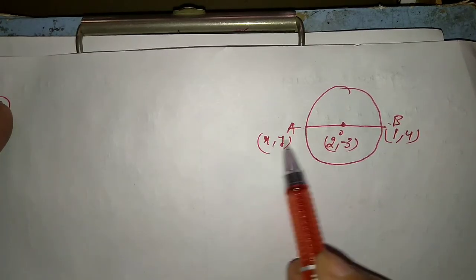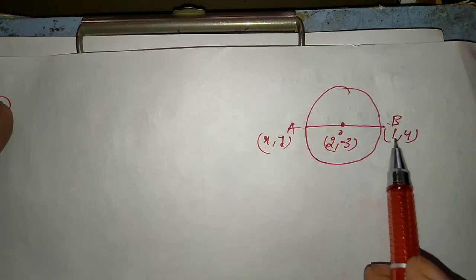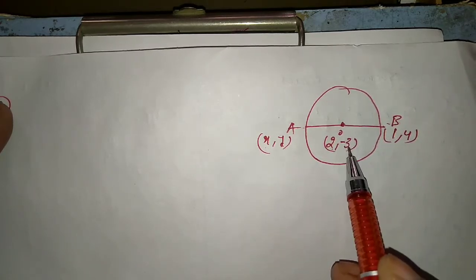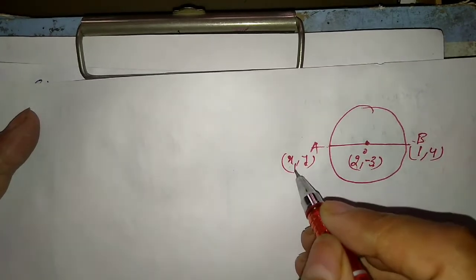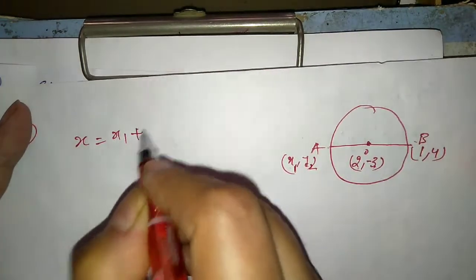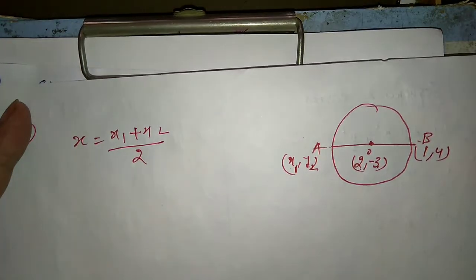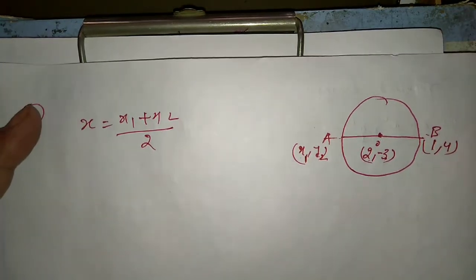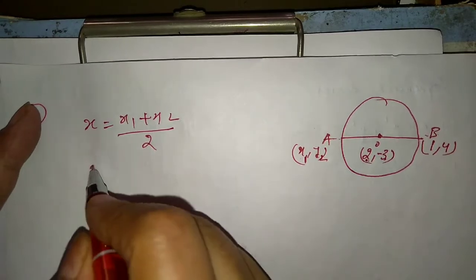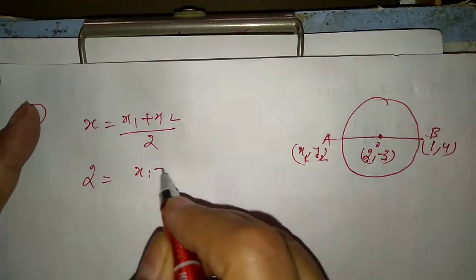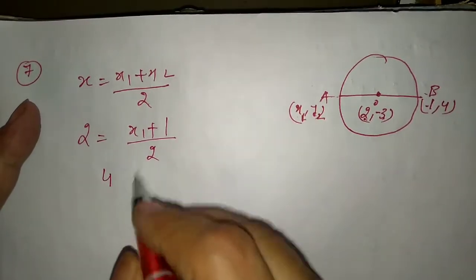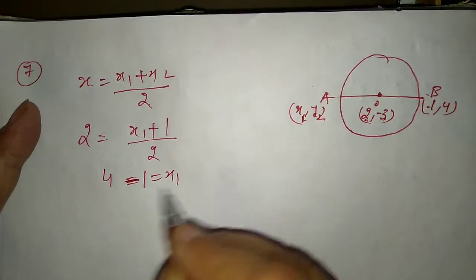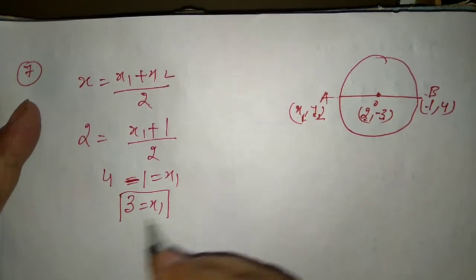The coordinates of A are not given, so we will let it be (x, y). B is (1, 4) and the coordinate of the center is (2, minus 3). So we will apply the midpoint formula. We know the formula: x is equal to (x1 plus x2) upon 2 and y is equal to (y1 plus y2) upon 2. So x1 we have to find, plus x2 is given 1, upon 2. So 2 2s are 4, minus 1 is equal to x1. So the value of x1 is equal to 3.